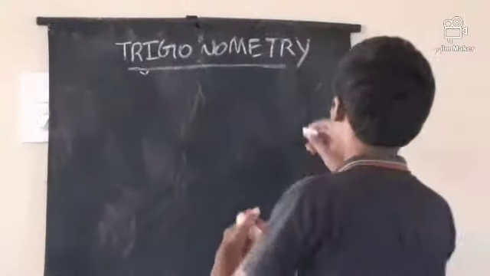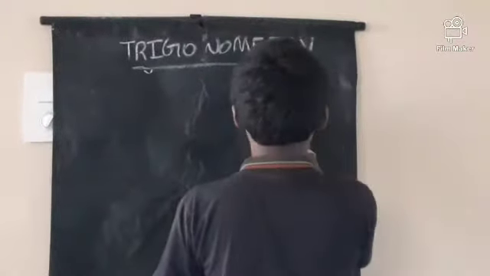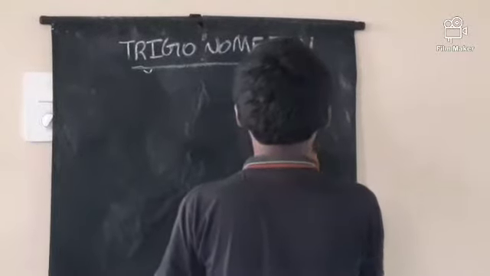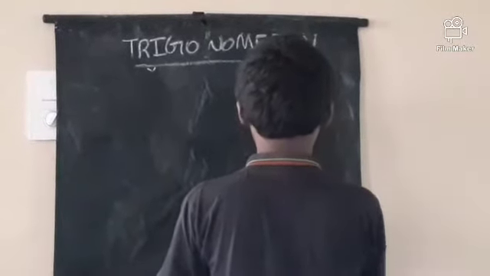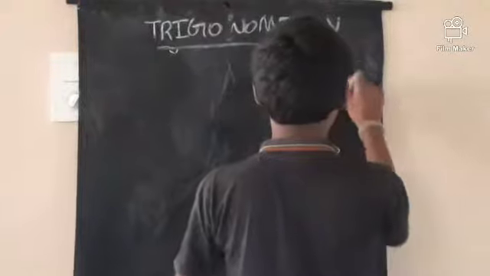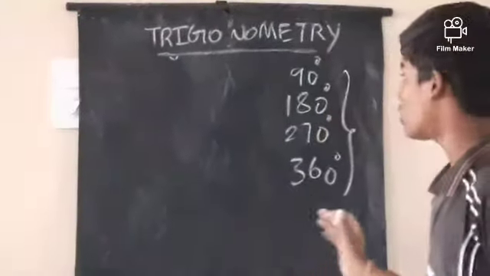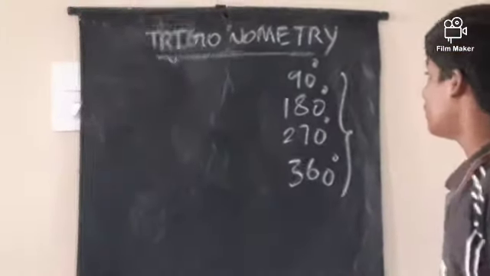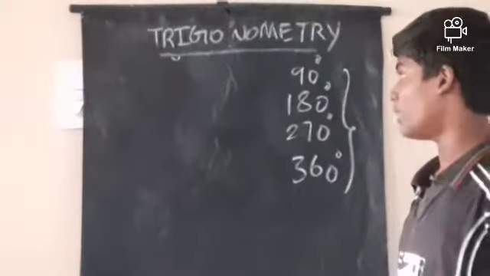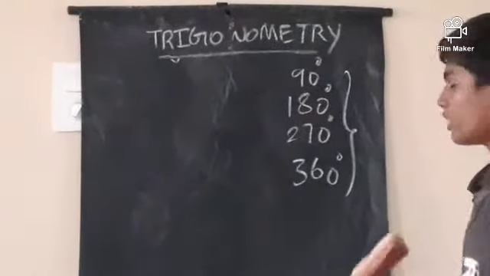There are four angles which are useful to measure trigonometry. They are 90 degrees, 180 degrees, 270 degrees and 360 degrees. These are the four measurement angles of trigonometry, so we can use these four angles to measure trigonometry.